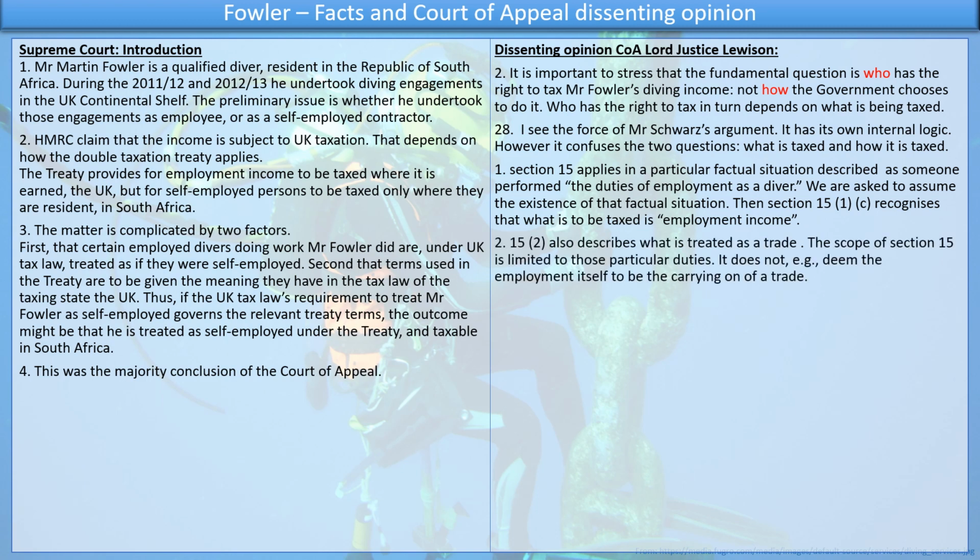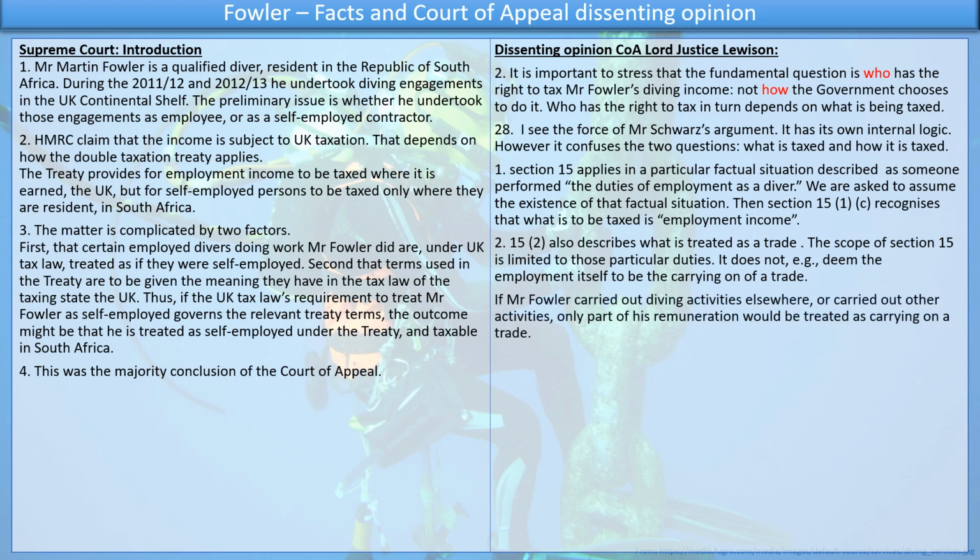15(2) also describes what is treated as trade. The scope of Section 15 is limited to those particular duties, i.e. it does not deem the employment itself to be the carrying on of a trade. So what Henderson says is you tax it as if it is trade, but it is not a trade. That's not what the section says.